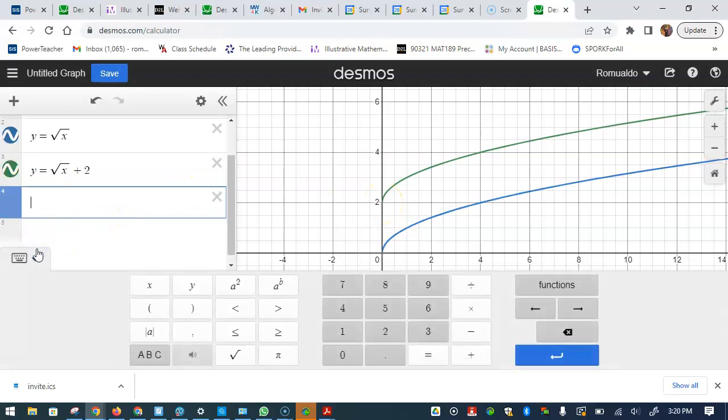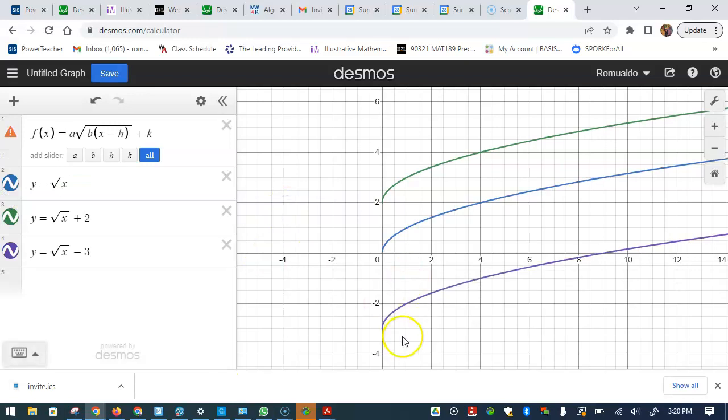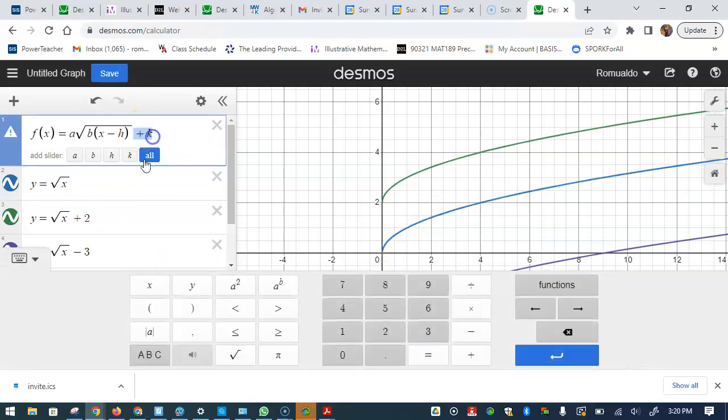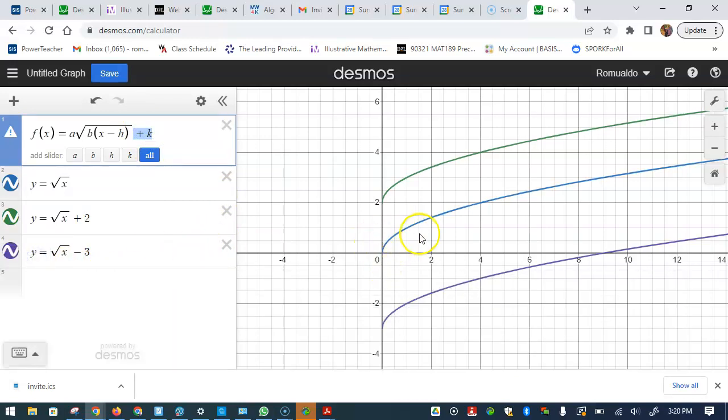And if I put minus, y equals square root of x, and let's put minus 3. And there you go. The original graph, the blue graph, shifts three places down. So the number by itself, the k, affects the whole graph: it shifts up two places or three places down. That's all we learned so far. This is called the vertical shift.